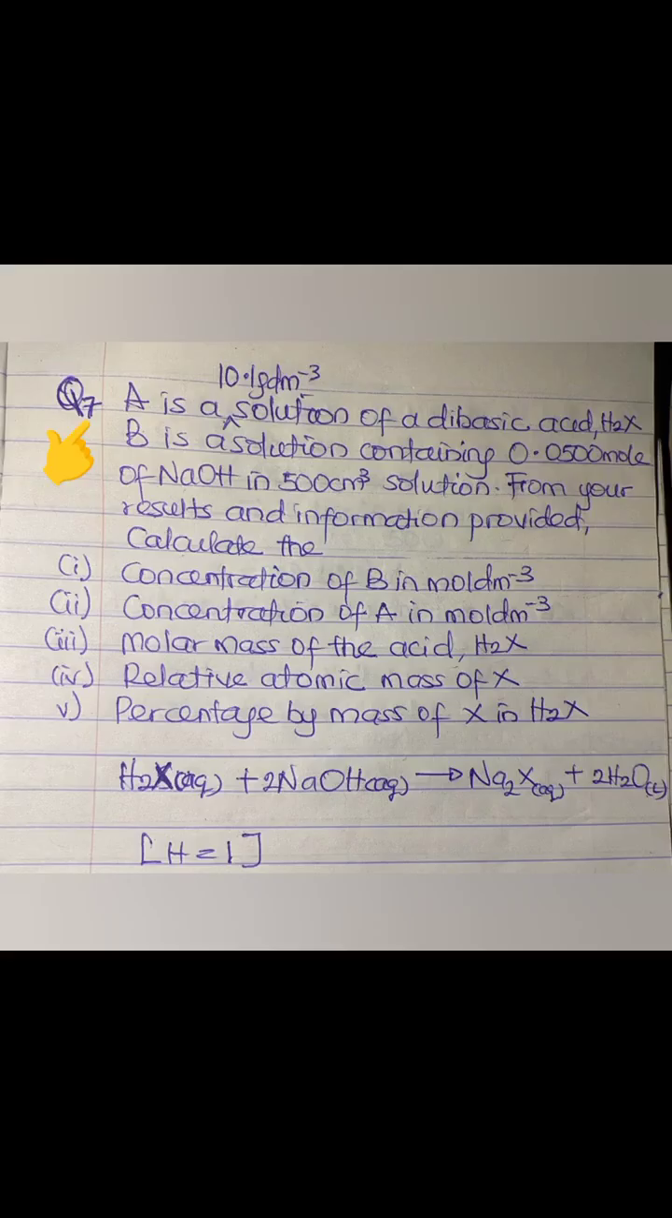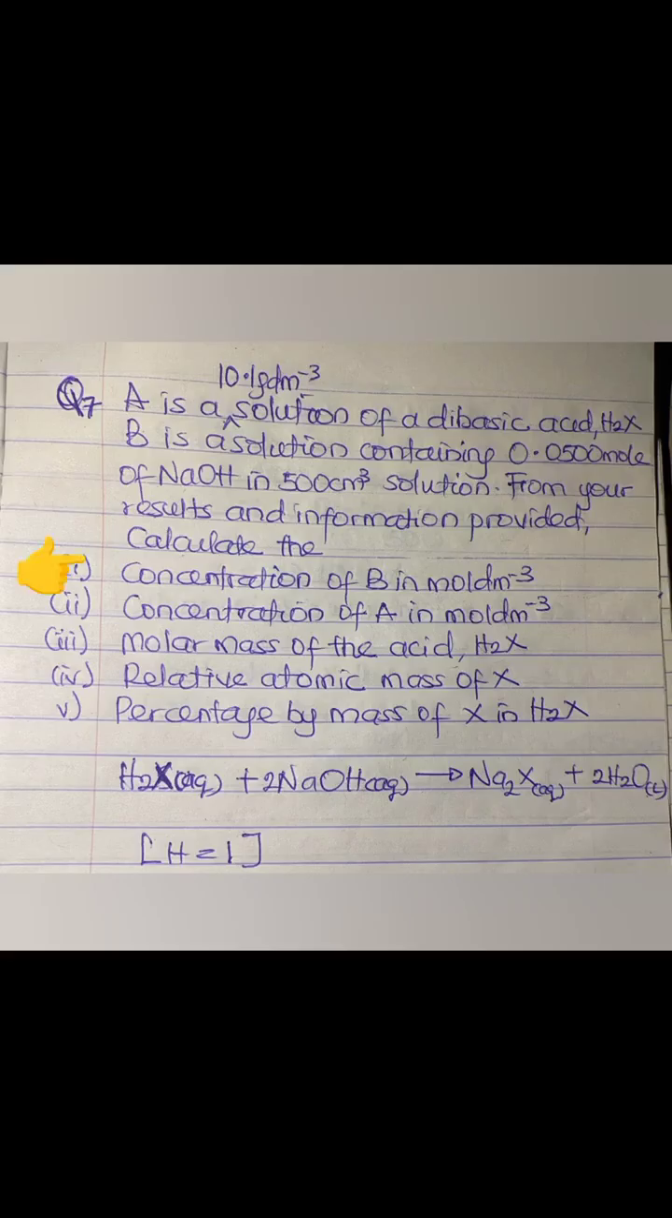Obviously A is a solution of 10.1 gram per dm cube of a dibasic acid. In a sense, A is standard, but there's no way we can get the molar concentration of the dibasic acid, simply because we don't know its molar mass. But B is a solution containing 0.0500 mole of NaOH in 500 cm cube of solution. This one is easy for me to get the concentration, either in mole per dm cube or even in gram per dm cube.